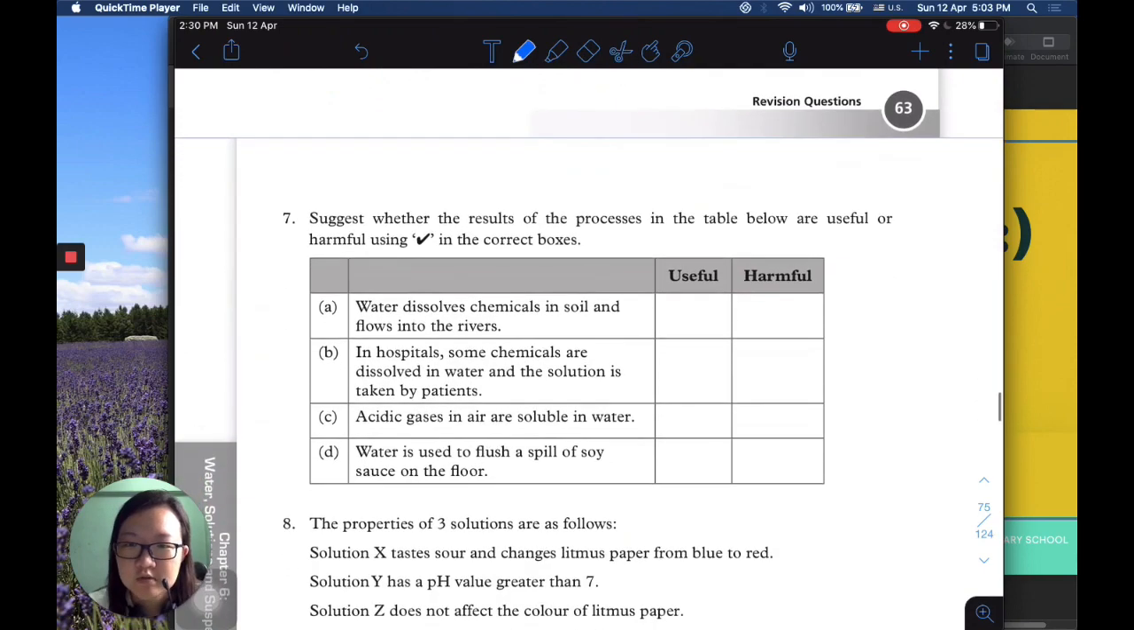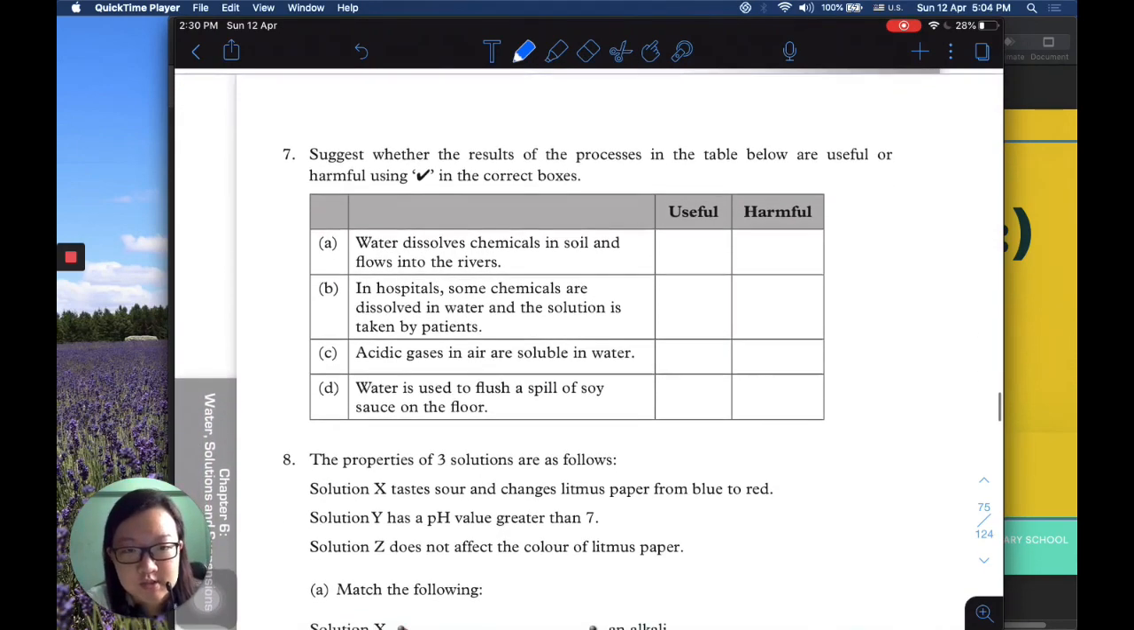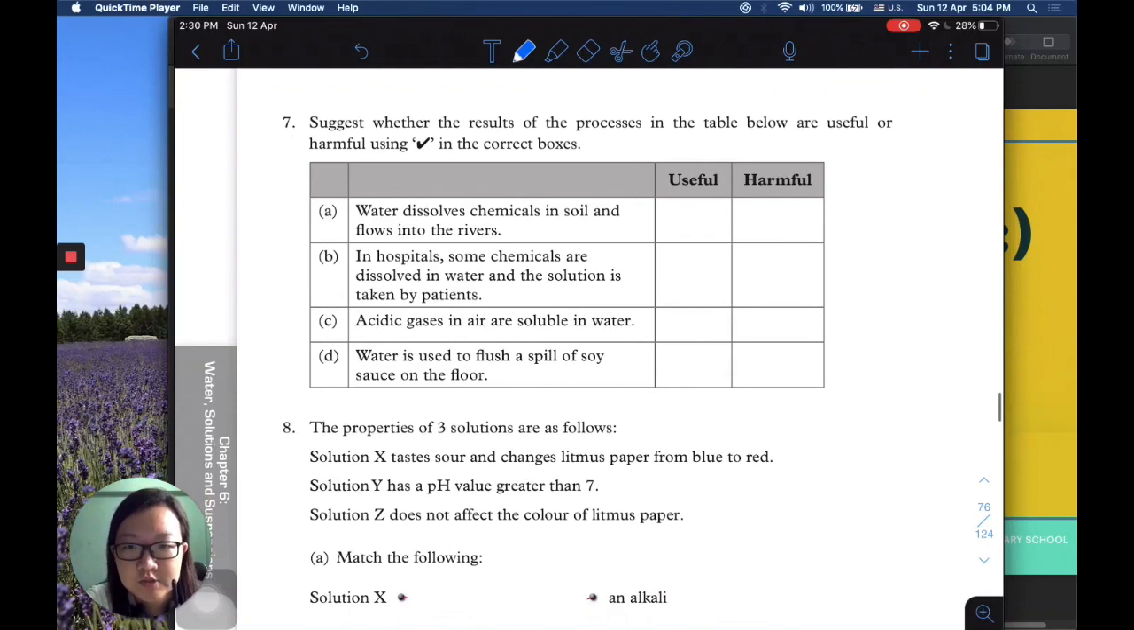Question 7, suggest whether the results of the processes in the table below are useful or harmful using a tick in the correct boxes. So part A, water dissolves chemicals in soil and flows into the rivers. So this definitely has to be harmful, right? It pollutes your water in the rivers.